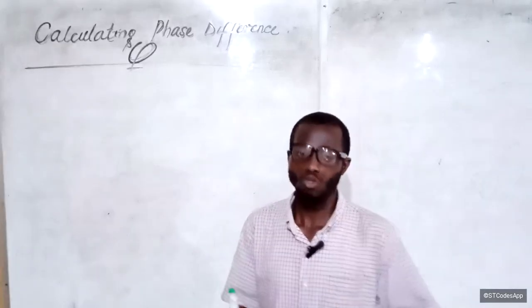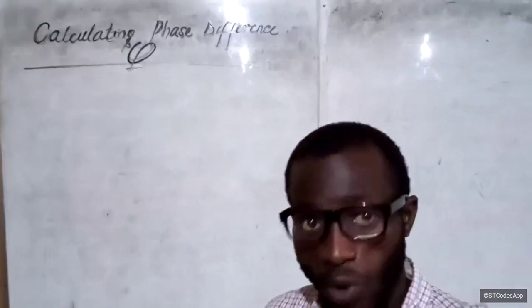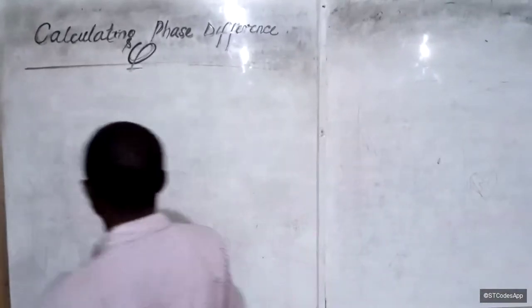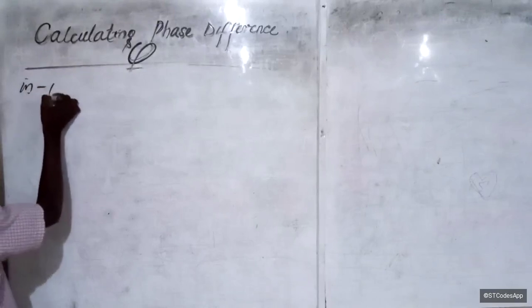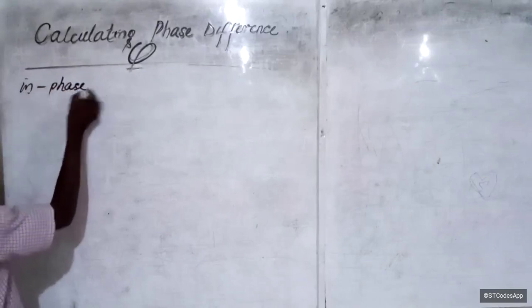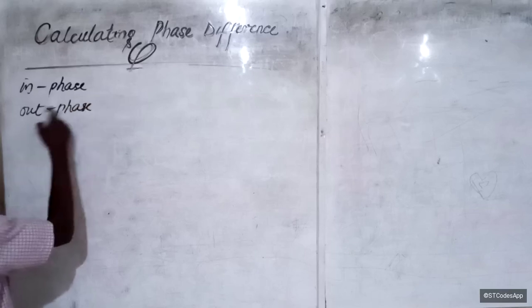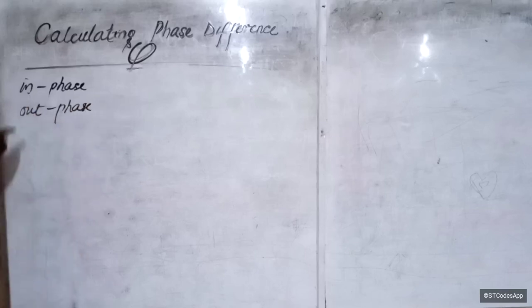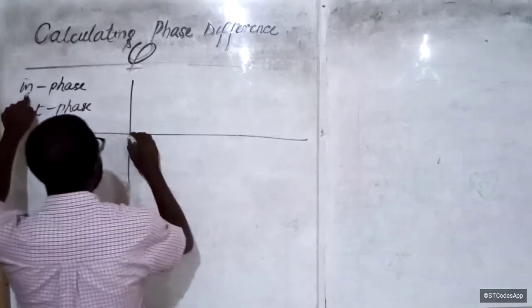When you say two points on a progressive wave are in phase or out of phase, so two points are either in phase, we talked about that in the last video, or we say they are out of phase. So two points can either be in phase or out of phase. Now look at our progressive wave here.